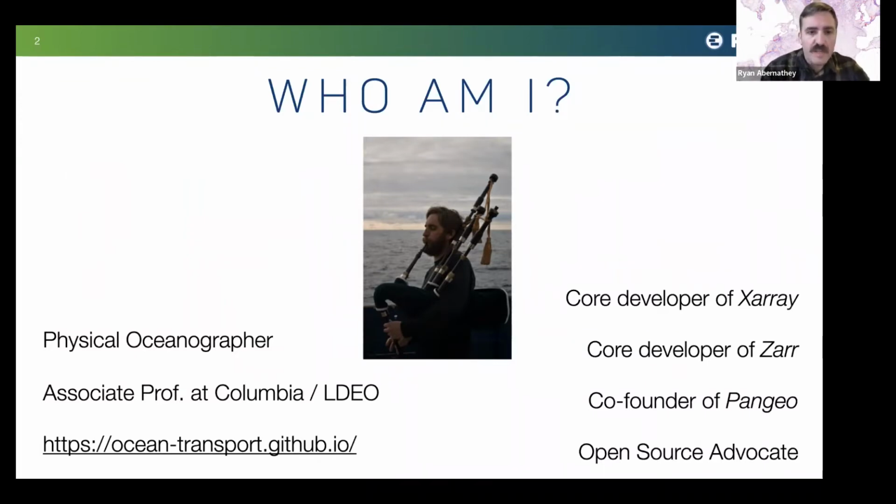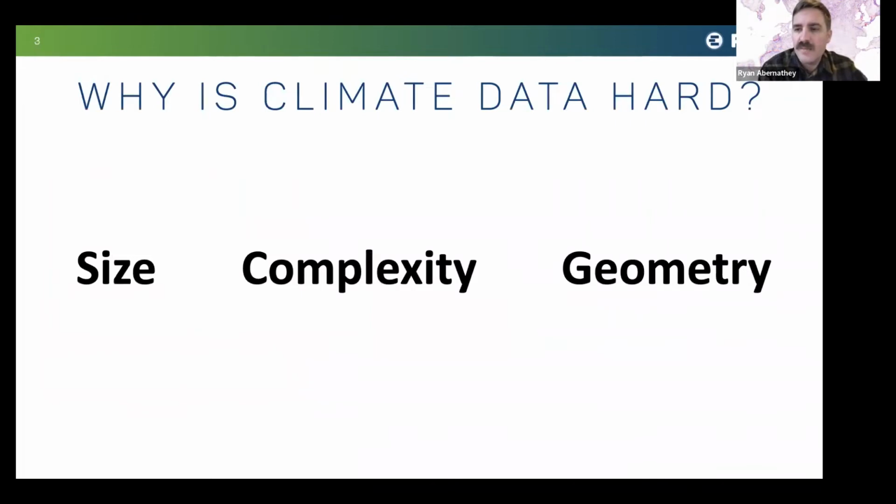So I want to say a little bit about why working with climate data is a really challenging problem for data analytics. And I think it comes down to three factors: the size of the data sets that we work with, the complexity of those data sets, and the particular geometry of the Earth we live in and the way we represent that Earth in data.